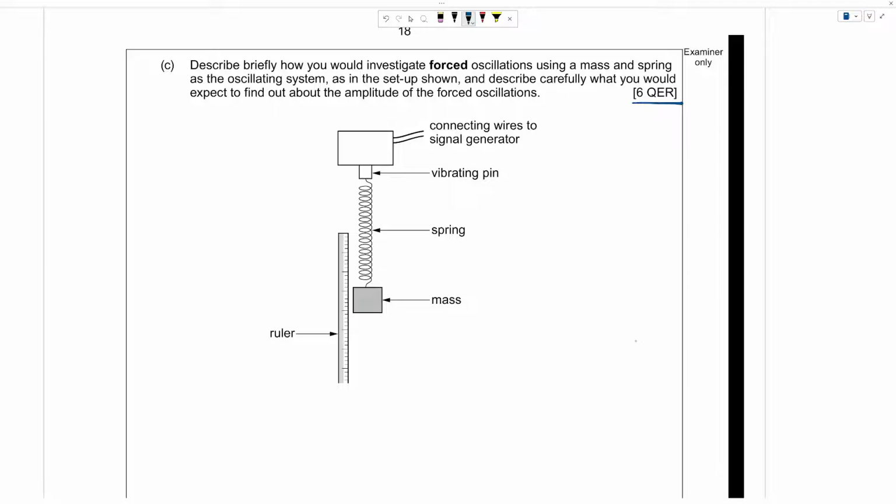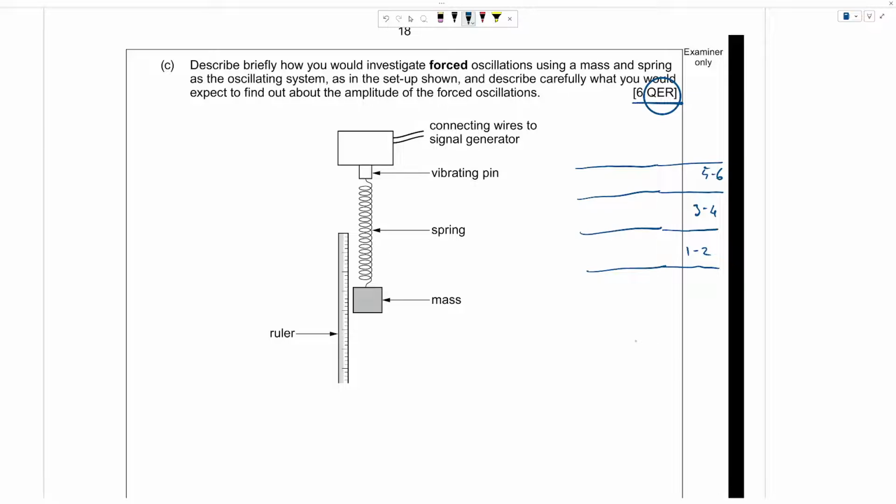When it's a QER, that is no longer the case. QER questions are marked in bands: a top, middle, and bottom band. Top is the 5 to 6 mark band, the middle is the 3 to 4 mark band, and the bottom band is the 1 to 2 mark band. Obviously you can score 0, but those are the 3 bands. In general, the physics in your answer gets you into one of these bands, and whether you are at the top or the bottom of the band depends on the QER aspect.